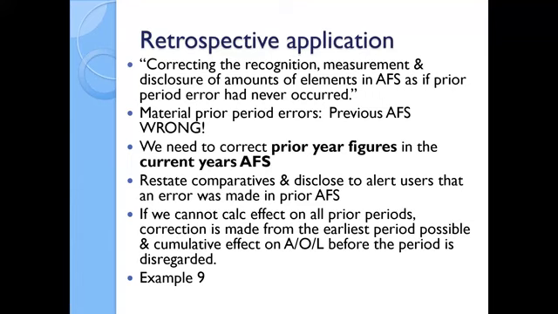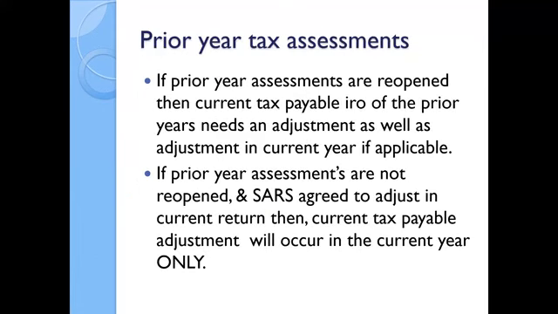So the receiver of revenue is going to give us one of two options. So he's going to say to us, number one, your option is that I will open up your prior year tax assessment and you can make your adjustments in your prior year tax assessment.